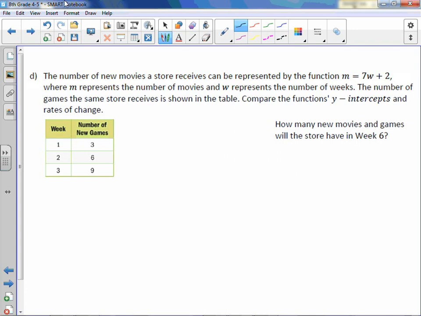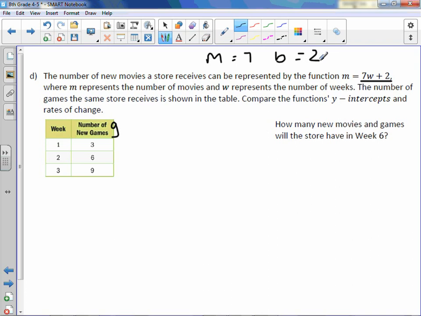Letter D. The number of new movies a store receives can be represented by the function m equals 7w plus 2, where m represents the number of movies and w represents the number of weeks. The number of games the same store receives is shown in the table. Compare the function's y-intercepts and rates of change. So this is games, and I'm going to use G for games. First of all, let's look at our movie function. My slope is 7, which is the rate of change, and the y-intercept is 2.